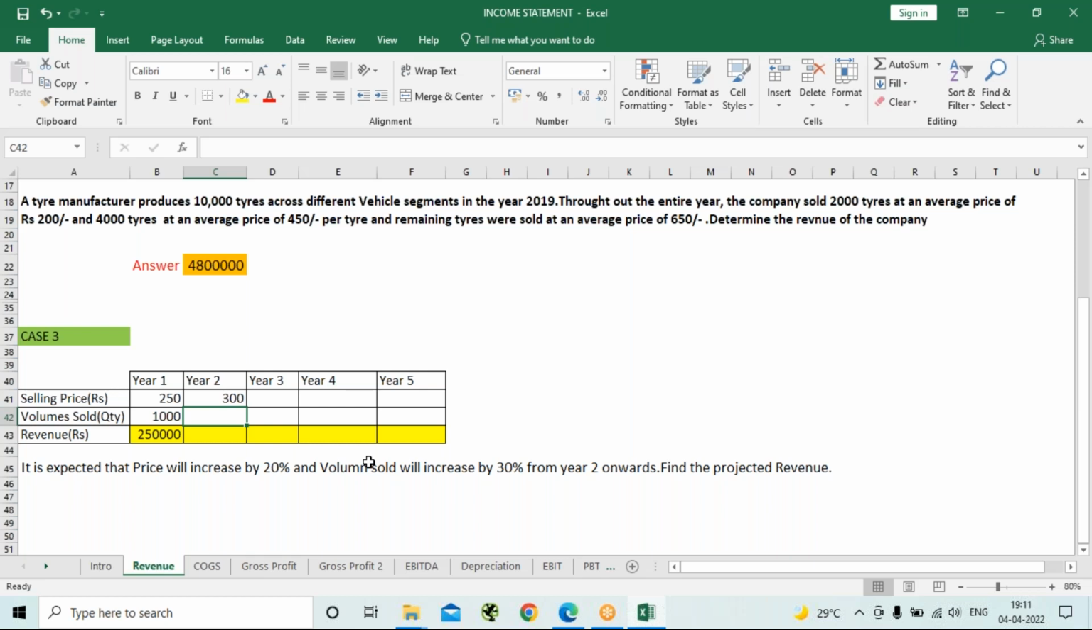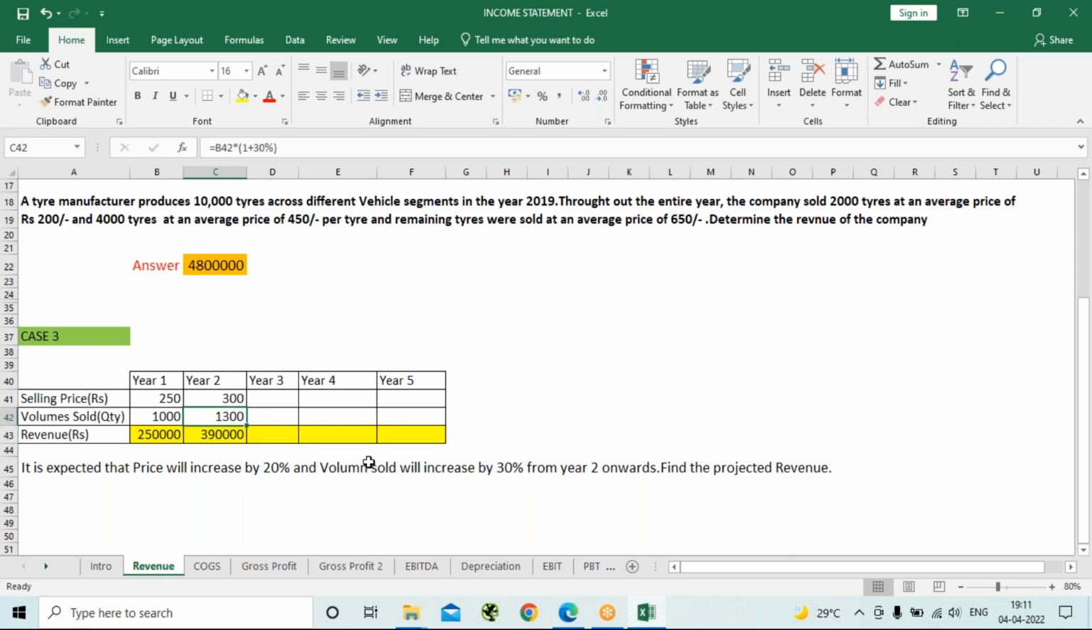Can anyone try? How to increase with 30% increment by using the same formula? So equals to B42, B42 into bracket 1 plus 30%. Good. Okay, so it will be 1300. So equals to 300 into 1300. So this becomes 3,90,000.